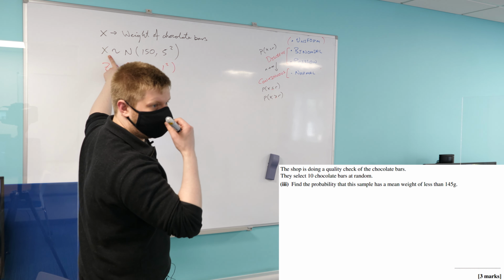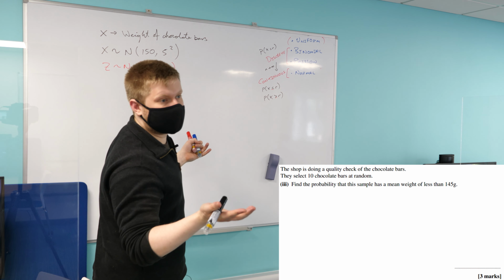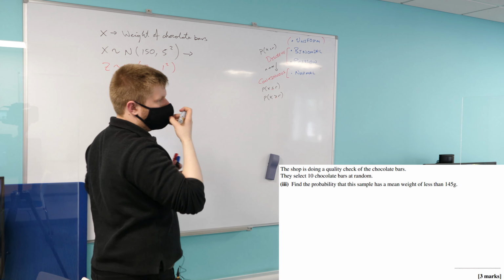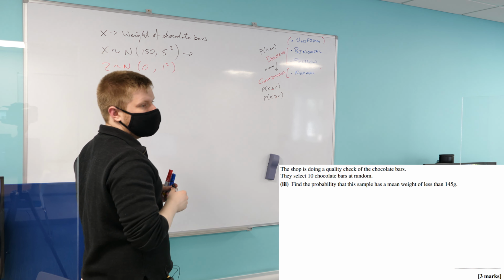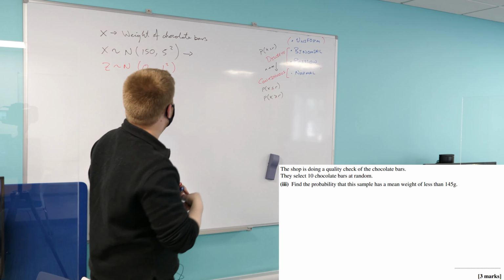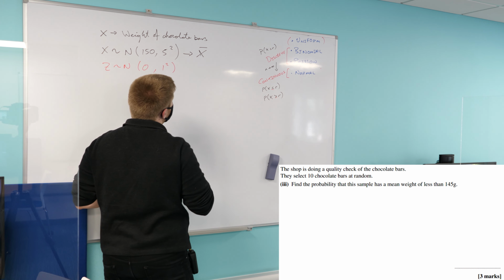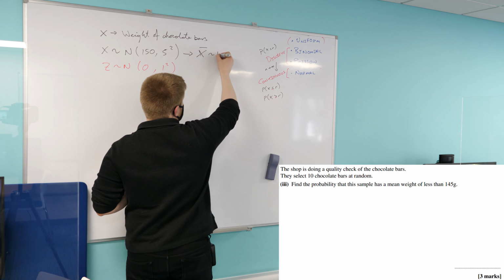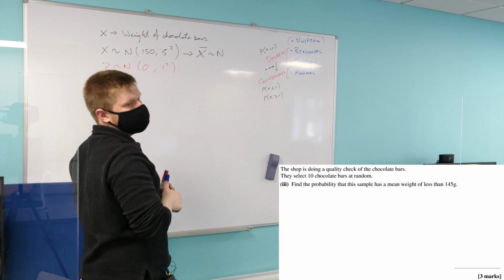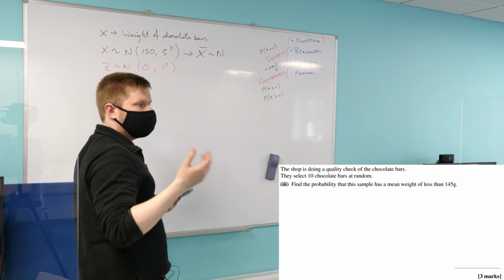We're no longer working with this distribution anymore because we're looking at a sample of chocolate bars, in this case a sample of 10. So in other words, we're going to have to change this distribution to, instead of just talking about one chocolate bar, talk about 10 chocolate bars. So we're looking for the mean of those 10 chocolate bars, okay? Are you happy it's still going to be normally distributed? If the one chocolate bar is normally distributed, the 10 chocolate bars will still be normally distributed.